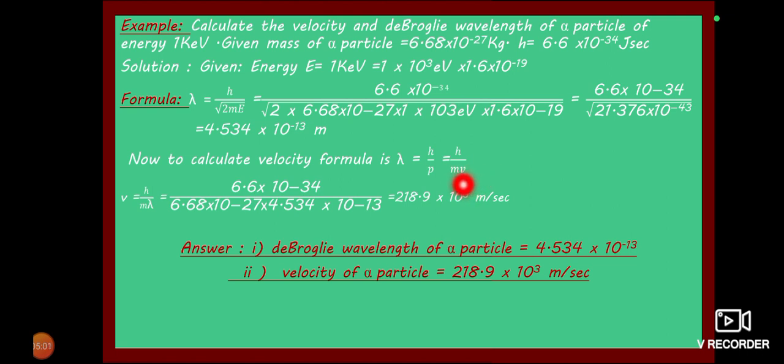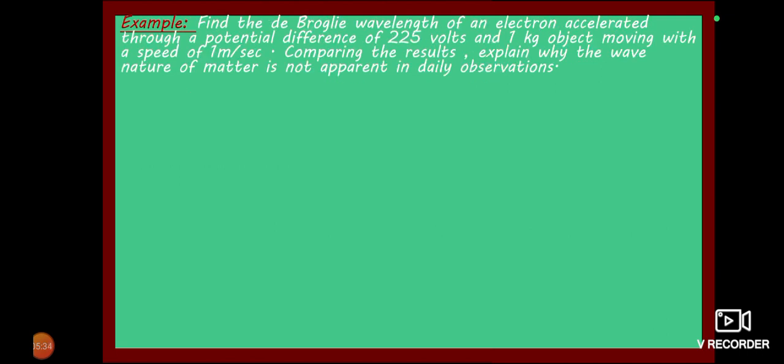If we arrange this formula as v = h/(mλ) and substitute all values, that is, the value of m is 6.68 × 10⁻²⁷, and the value of λ we have calculated here is substituted here, the answer will be 218.9 × 10⁻³ meter per second. So the answer is written like this here. OK, now let's look at the next example.